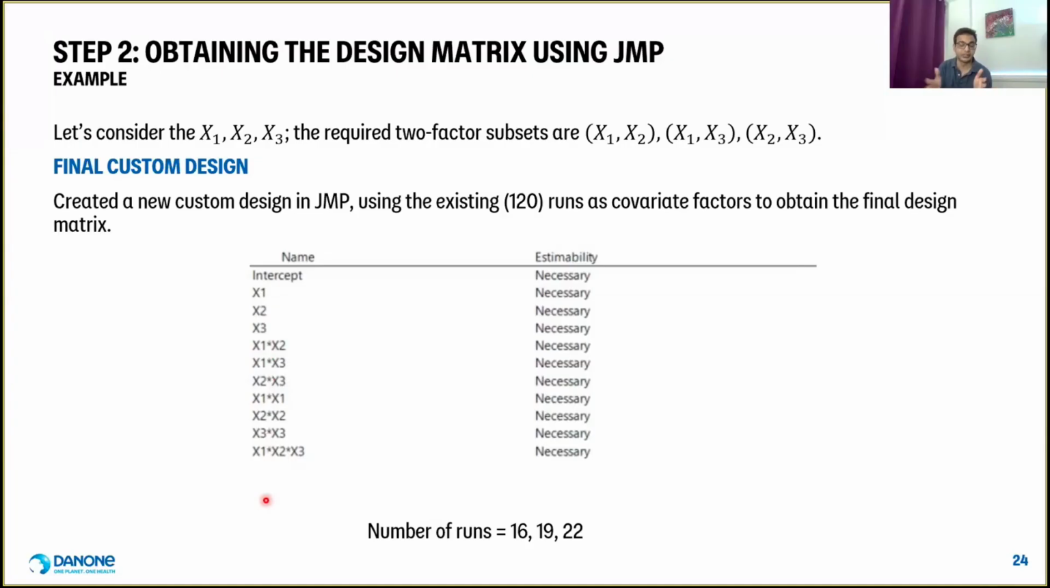Then we tried different numbers of runs, 16, 19, 22, and so on, and compared them with each other and did the design evaluation to find out the minimum number of runs required to get the best design possible from all of these possible 120 runs, which results in this model.